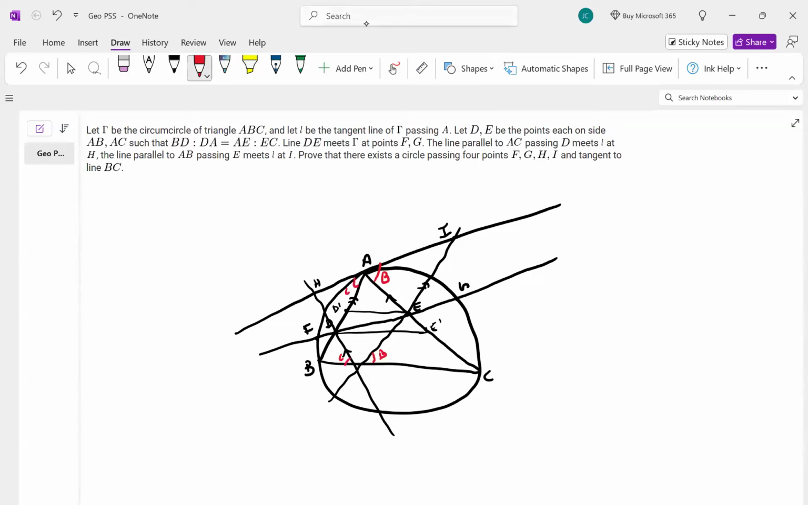Yeah, so by angle chasing, because of the tangency, we get this angle to be C. And this is also C because of the parallel line. So we get these two quadrilaterals to be cyclic. And since we want to prove FGHI is tangent to line BC, it would be nice to find the point of tangency and then maybe just prove that that point lies on the circle. So is there any point that you think could be the point of tangency? Or maybe some claim that you think could be true in this?